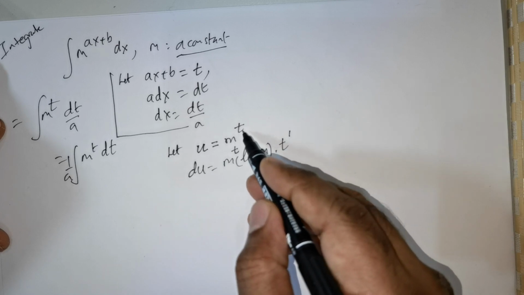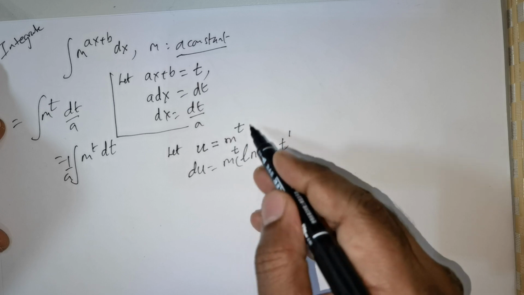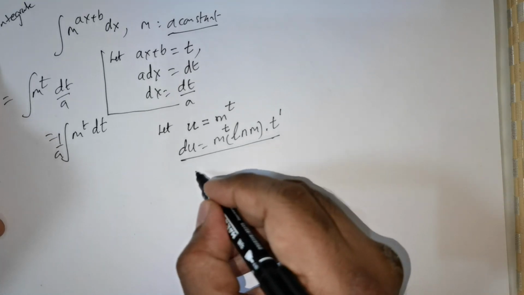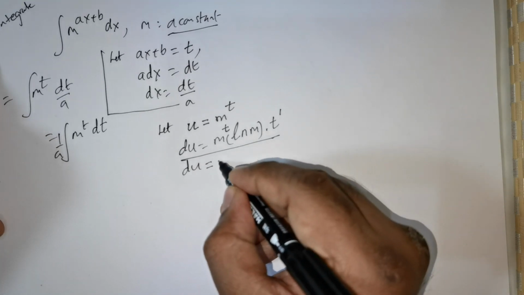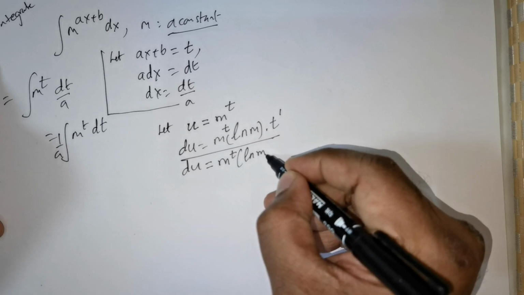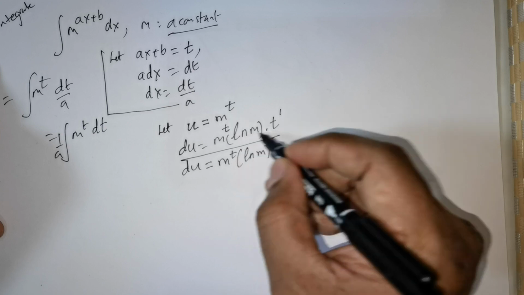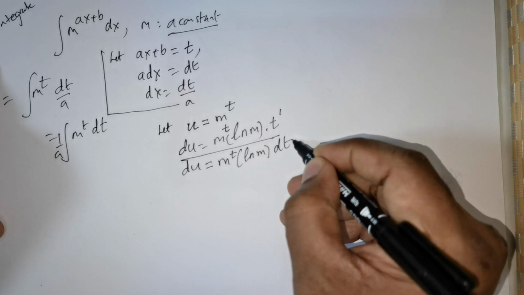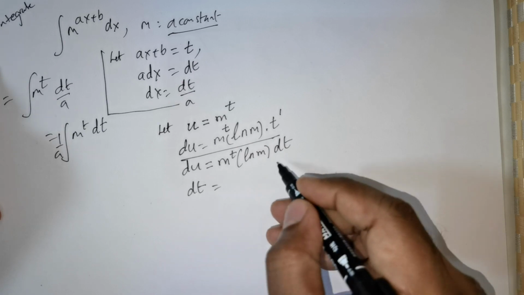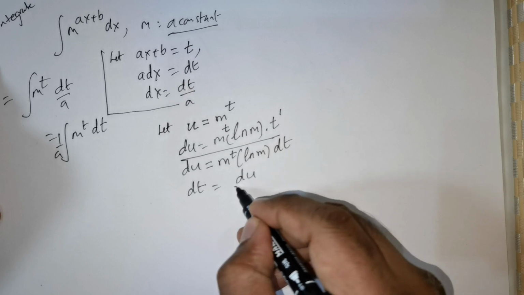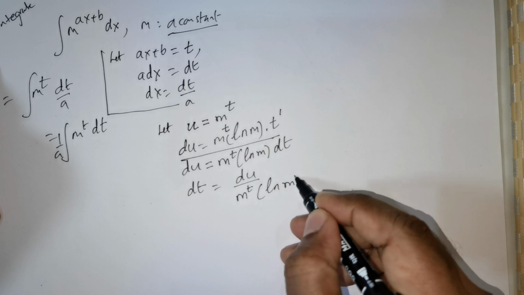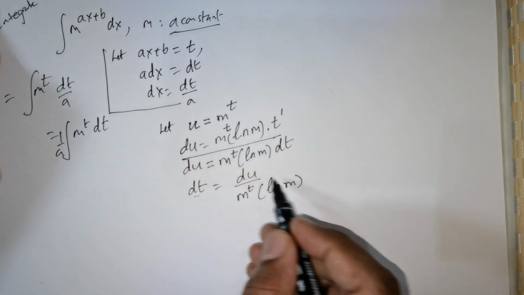Because in place of t, if you were to be given say t squared or t power 3 or some function of t, then this formula will come in handy. So having mentioned that, this is going to be rewritten as du is equal to m raised to the power of t times ln of m, times the differentiation of t, that's going to be dt. So this can be further rewritten for dt. So dt is equal to du over m raised to the power of t times ln of m. In place of dt, I'm going to substitute this value.